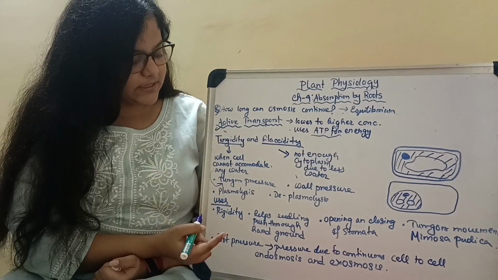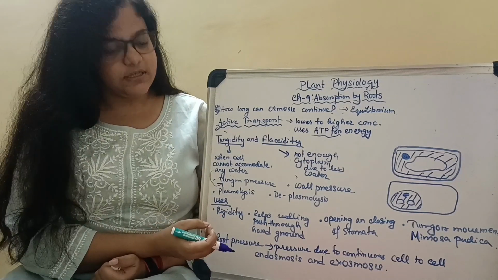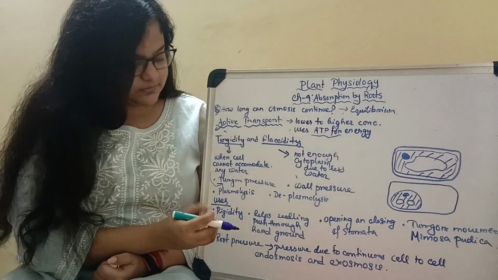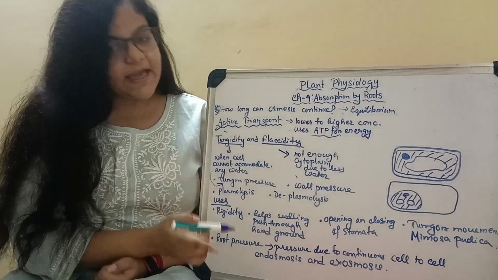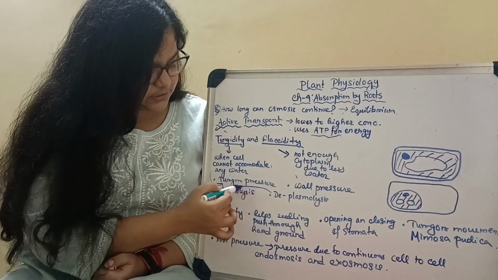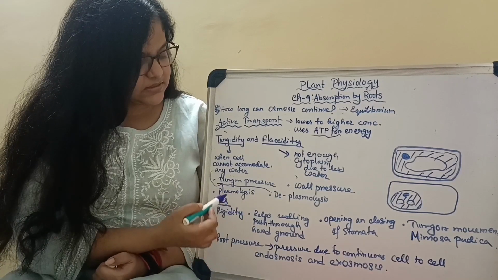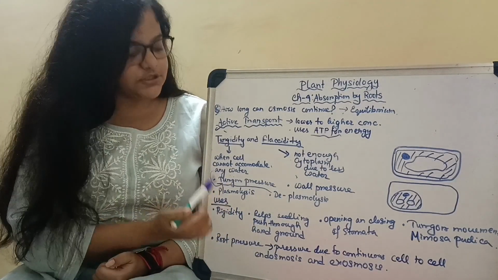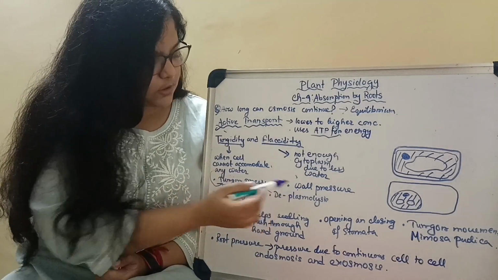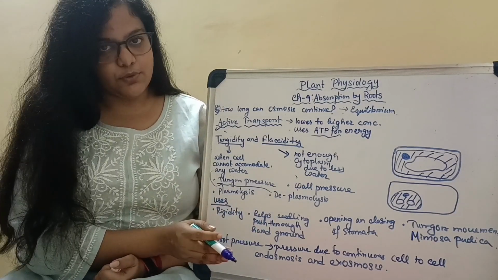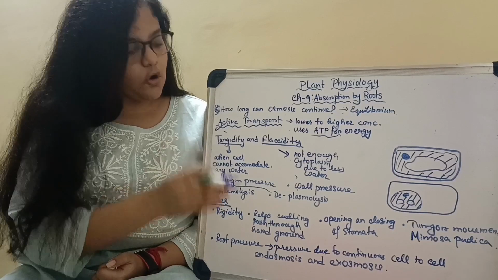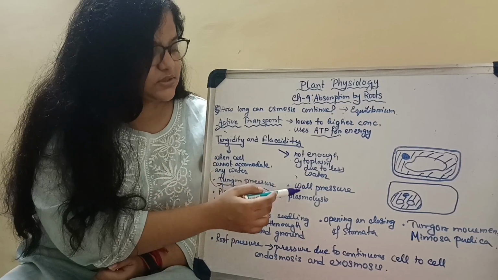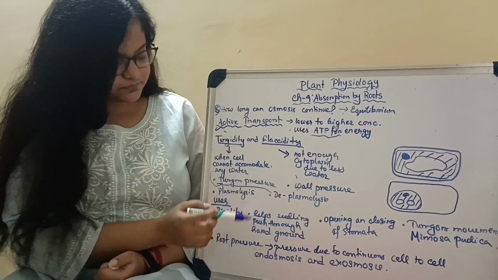टर्जिडिटी के लिए क्या होता है? जब सेल टर्जिड हो जाता है ना, उसका साइटोप्लाज्म exerts pressure on the cell wall, and that pressure is known as turgid pressure. That is, the pressure due to turgidity is turgid pressure. And what is wall pressure? It is exactly the opposite. The pressure that is exerted by the wall on the cell cytoplasm is known as the wall pressure.